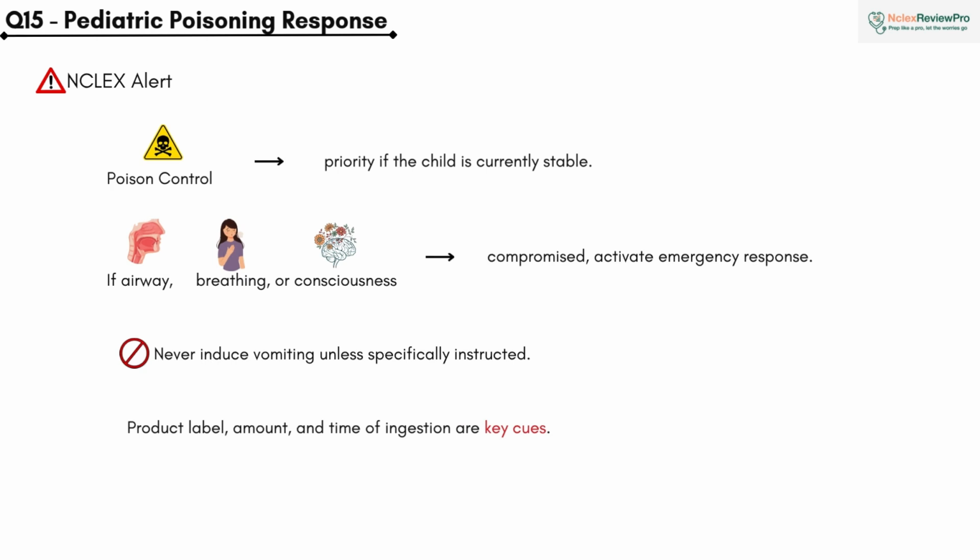Poison control is the priority if the child is currently stable. But if airway, breathing, or consciousness is compromised, activate emergency response. Never induce vomiting unless specifically instructed. The product label, amount swallowed, and time of ingestion are key cues.